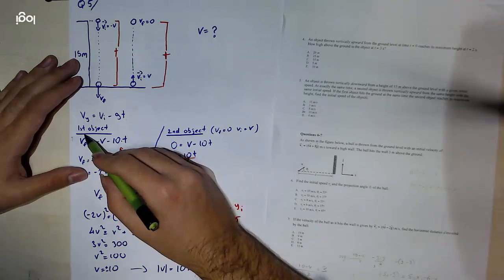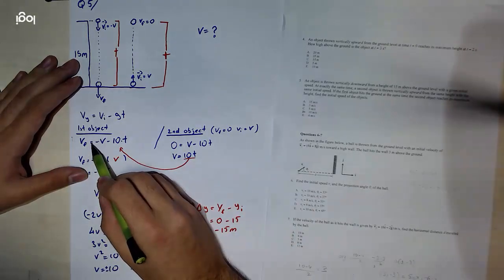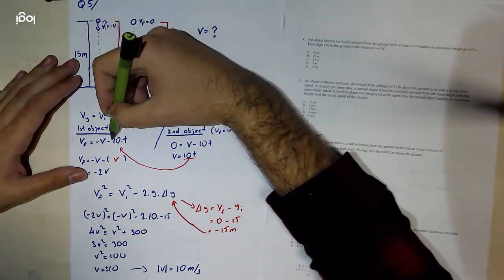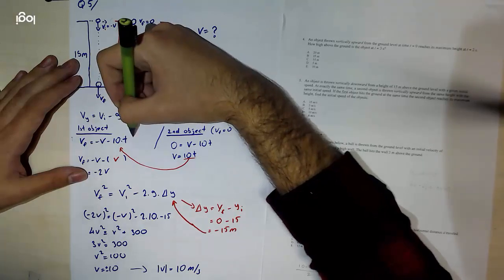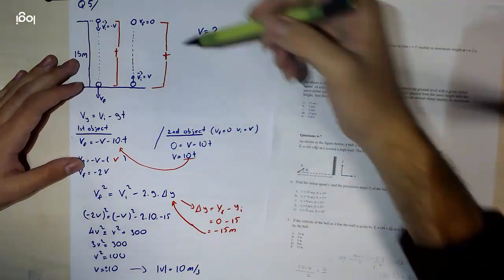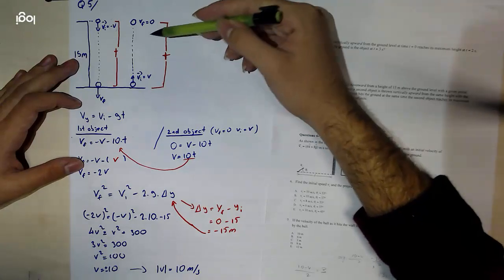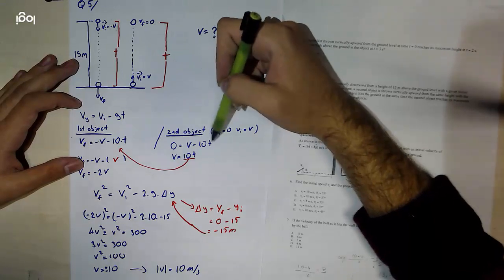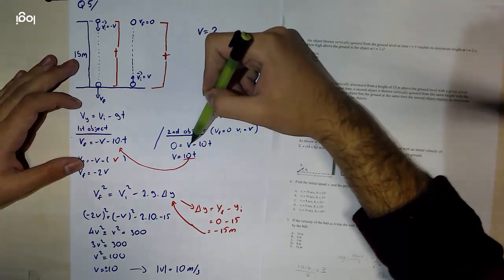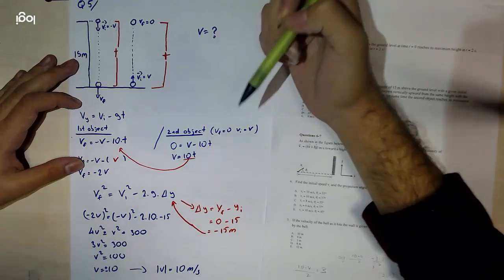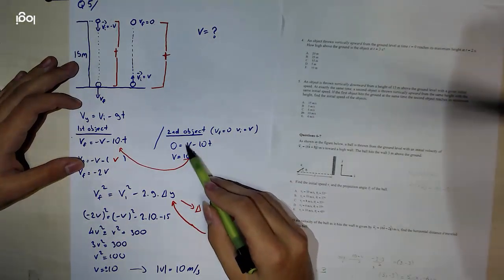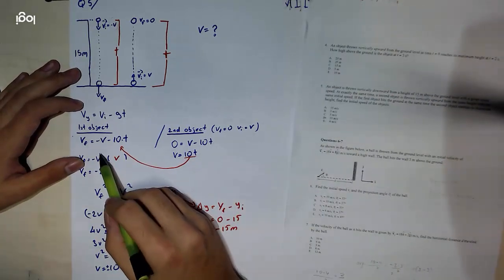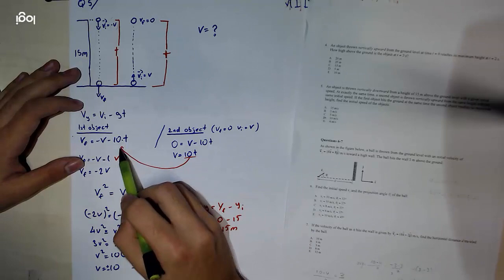So doing that for the first object, V final equals minus V minus g times t, which is 10 times t. And for the second object, we know that at the maximum height V final equals 0. So we write that 0 equals V minus 10 times t, so V equals 10 t. So we write in the first equation here 10 t.